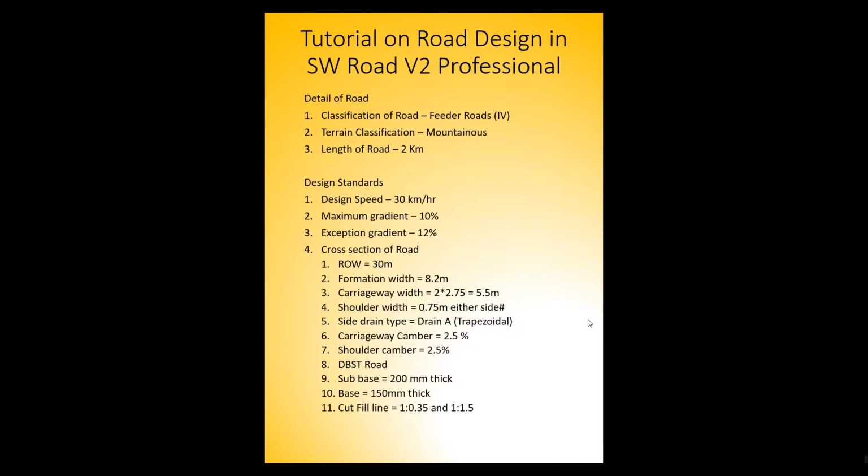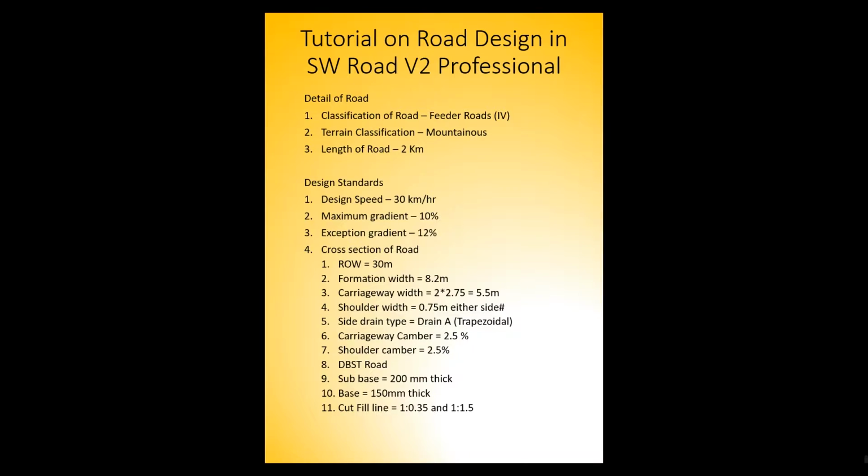The road falls on the feeder road type 4. The terrain classification will be mountain. The length of the road will be roughly 2 kilometer or 2.5 kilometer. For the design standard, we're going to go with 30 kilometer per hour. The maximum gradient will be 10%, but the exceptional gradient may be 20%, but not more than 20%.